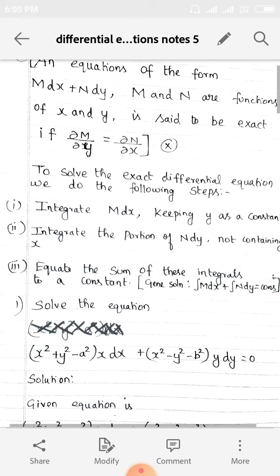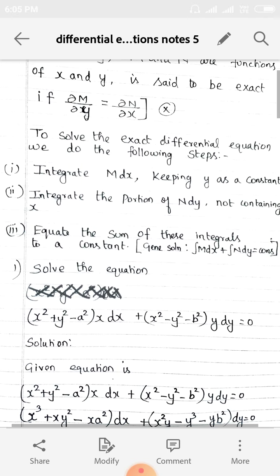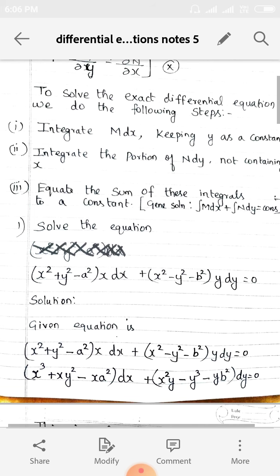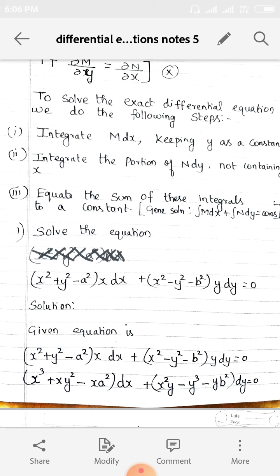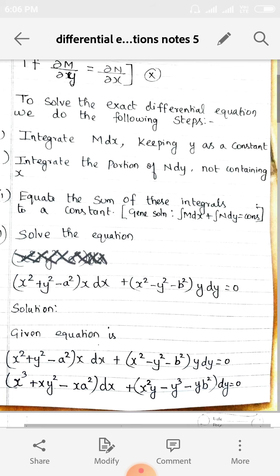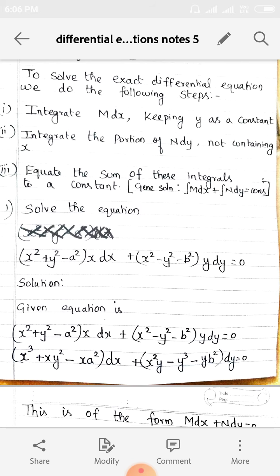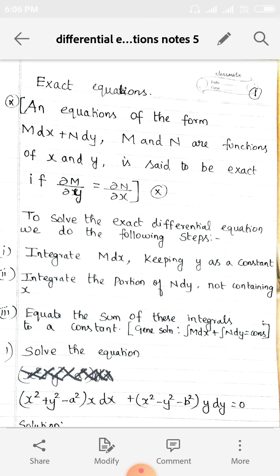After the condition is proved, what is the first step? We have to integrate M dx, keeping y as a constant, the first step. And second step, integrate the portion of N dy not containing x. And third step, adding both the terms, integral M dx plus integral N dy, and equating to the constant, we get the general solution. So these are the problems in exact equations.